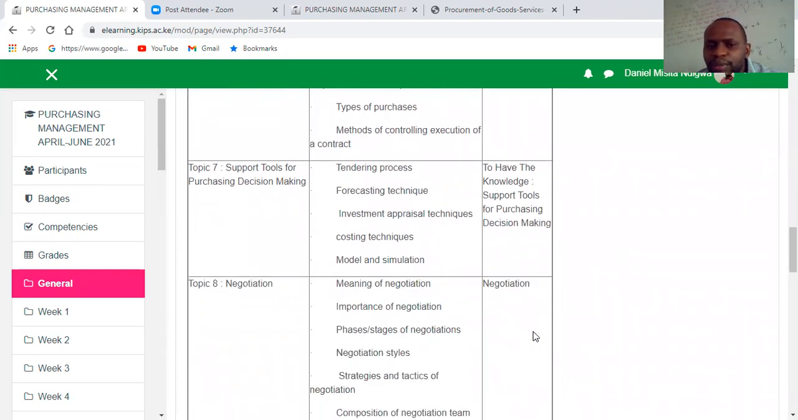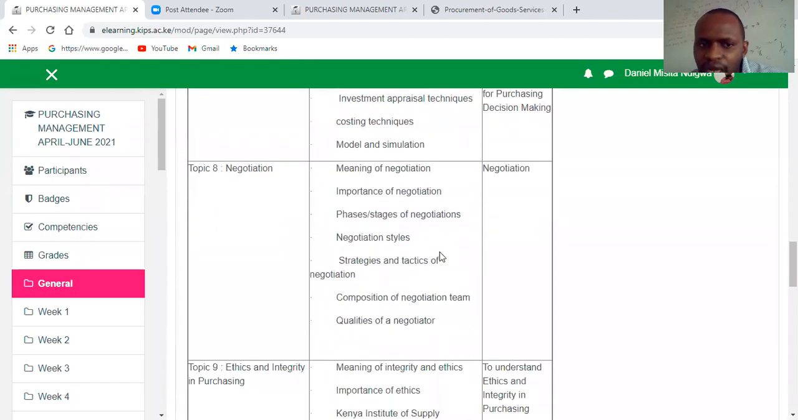Topic 7 will be support tools for supply and purchasing decisions. Here we shall talk about the tendering process, which is very critical. We shall also talk about the forecasting techniques and investment and appraisal techniques. We shall also talk about the costing techniques and the models and simulations.